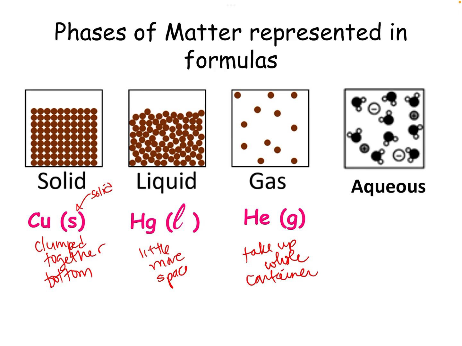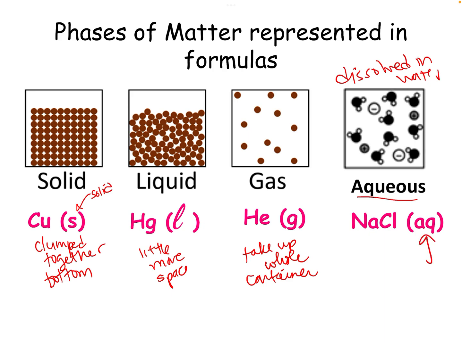Now, this last one is called aqueous. This is called dissolved in water. So that's what this means. That means H2O. So in our picture here, we have H2O, the Mickey Mouses. O, H, H. So we've got the Mickey Mouses throughout. And then you see we also have positives and negatives.